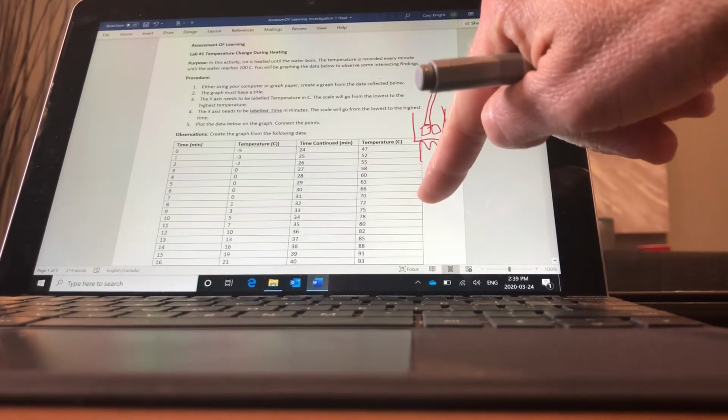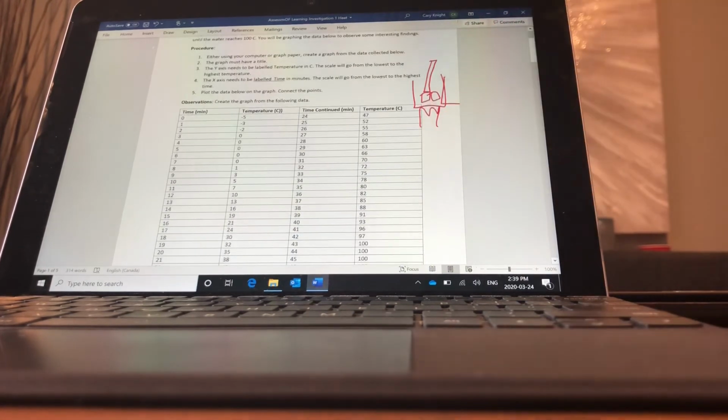Now, what I want you to do with this data is I actually want you to create a graph. Now, there's a few things that are really important when you're making a graph. Number one, you can either use your computer or you can use graph paper. I would highly recommend that you try using a computer program like Excel. It is a really good way to show data, and it might be something that you want to do when you're showing your data for your Science Odyssey. So give it a try.